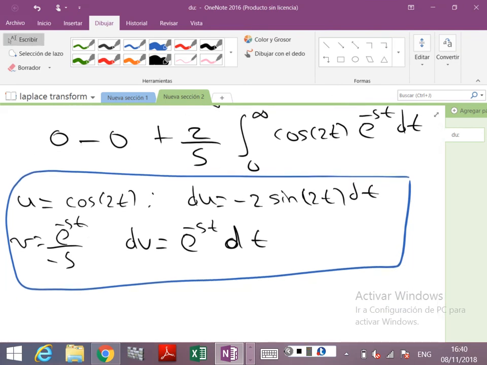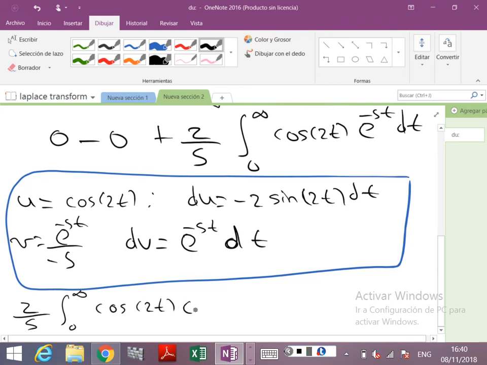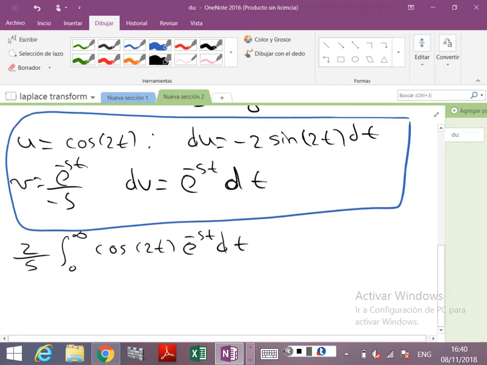So we don't want to forget the 2 over s. So let's just write it over here. So 2 over s integral 0 to infinity of cosine 2t e to the minus st dt equals u times v. So this guy, u times v. So cosine 2t times e to the minus st.